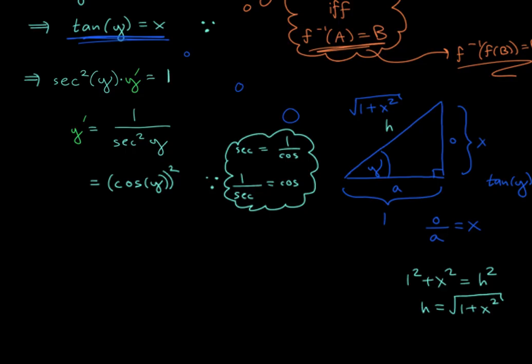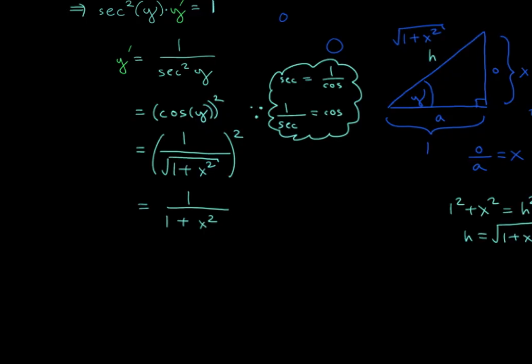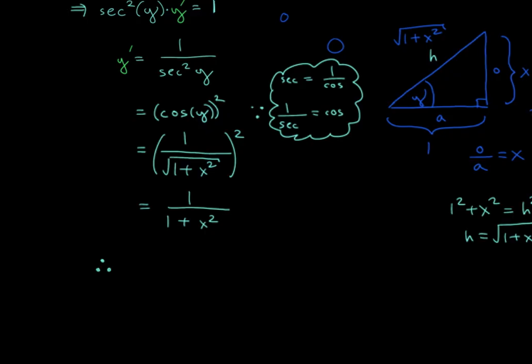But now I just need the cosine of y. Look at the triangle. We know what the cosine is. The cosine is adjacent over hypotenuse. So the cosine of y is simply 1 divided by the square root of 1 plus x squared. Through squaring things, the square root and the square cancel out. And therefore, y prime, which is the same thing as f prime of x, must be the same thing as 1 over 1 plus x squared.